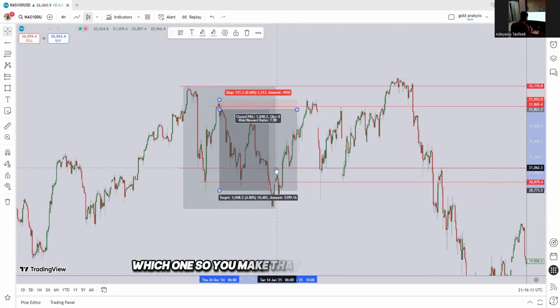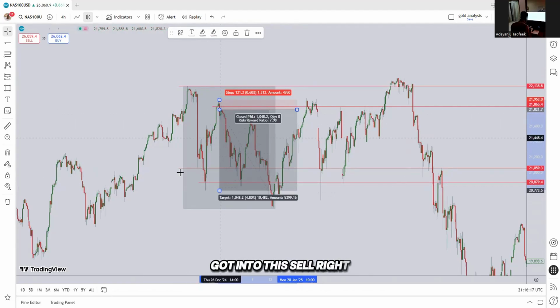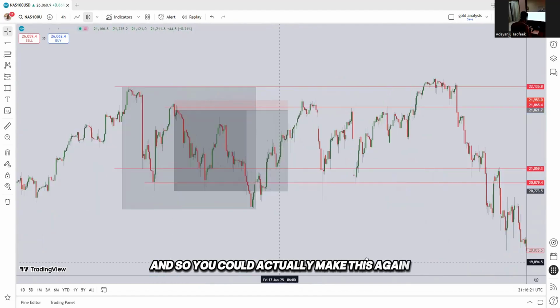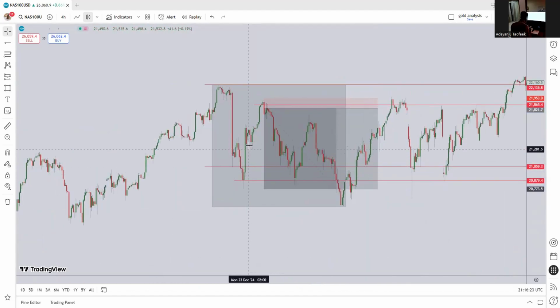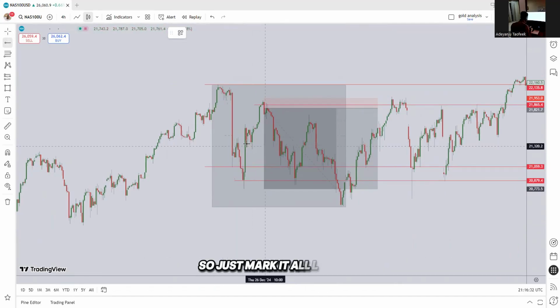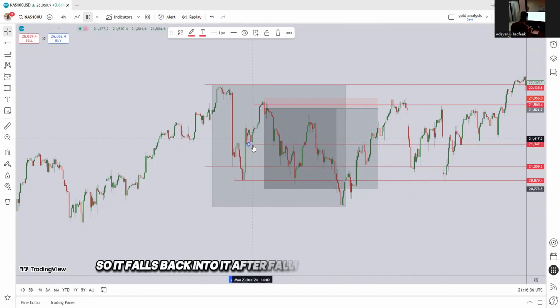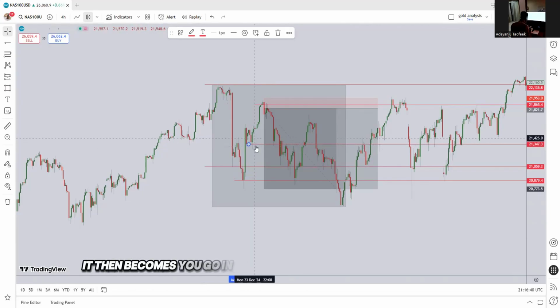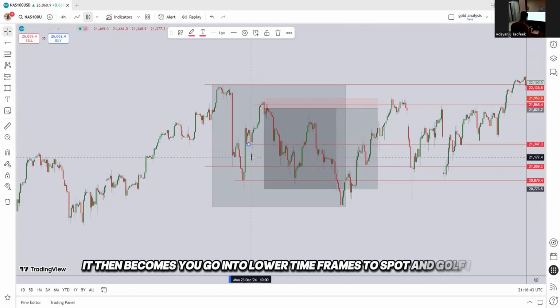So you got into this buy, got into the sell, right? And you could actually make this again. Look at these continuation buys. The bearish candle, the next candle taps into it, then folds back into that level. So just mark it out like this. It falls back into it, and after folding back into this level, you go into lower time frames to spot an engulfing.